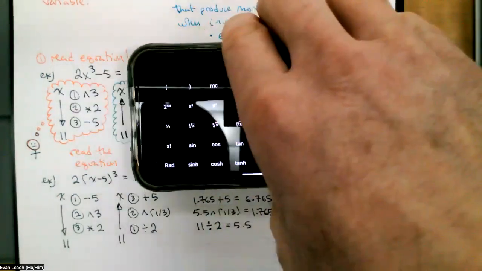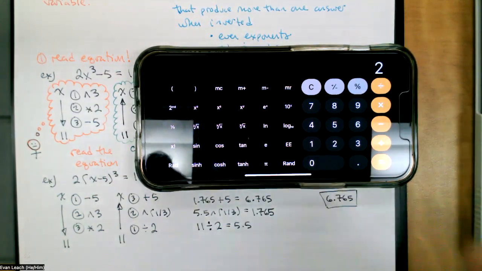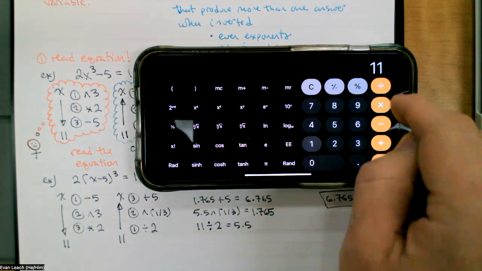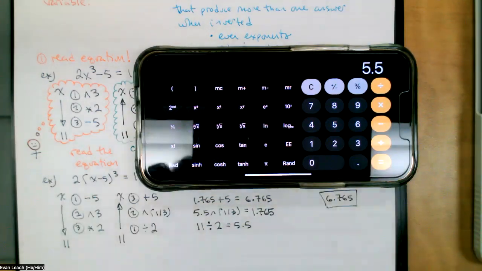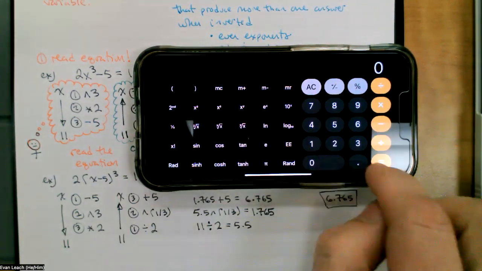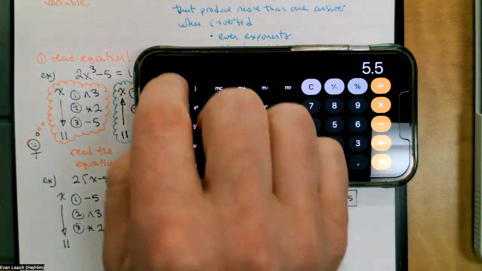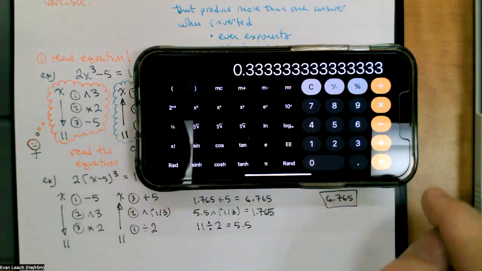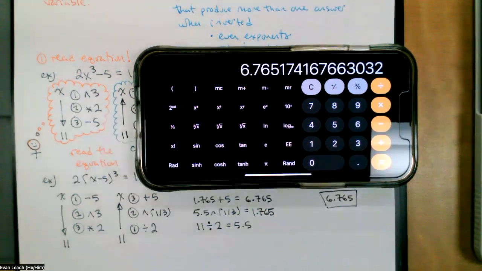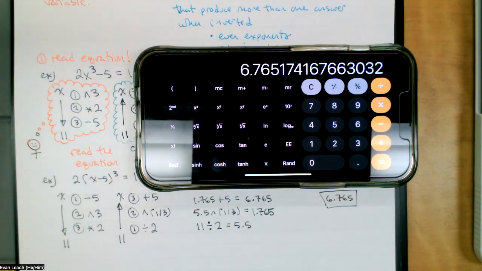On the iPhone calculator, we're going to do the same operations. We have to make sure we hit equals in between each one. We'll do 11 divided by 2 is 5.5. Raise that to the 1/3 power. That's a little bit messy. It's a cube root, so I can just do that. Or I can take the 5.5 and raise it to the parentheses 1 divided by 3, close parentheses, equals 1.765. And then finally add 5. And we get the same thing, just with more digits. Not important digits, just more of them.